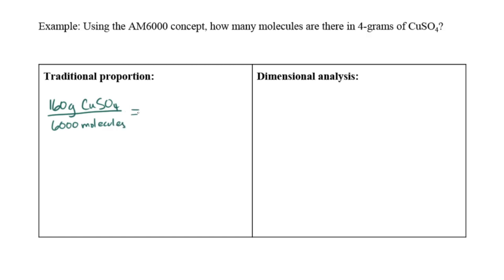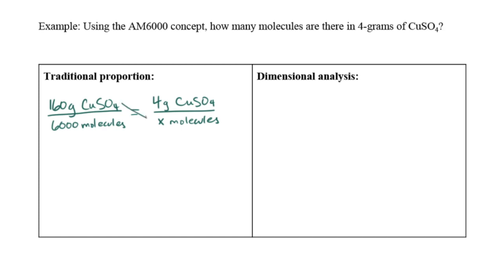The next step is to set it equal to another fraction, and this is where we put in the 4 grams of copper sulfate we were given. This goes on top because grams are on top on the left side as well. On the bottom, we will have our variable x, because this is what we are looking for. We are trying to figure out how many molecules there are in a 4-gram sample of copper sulfate.